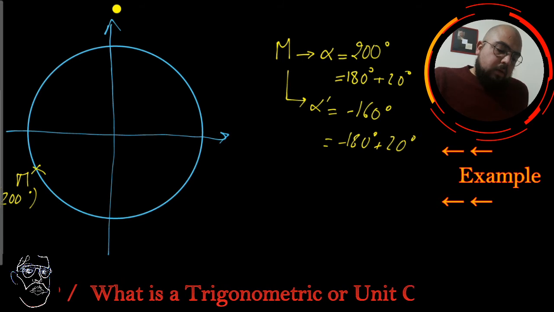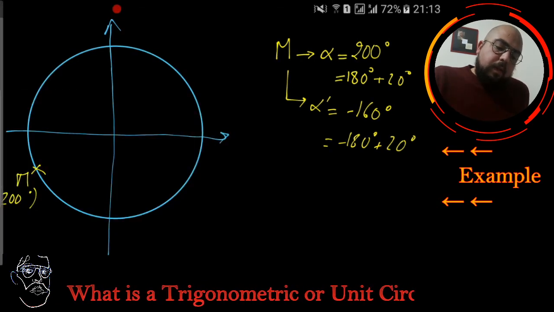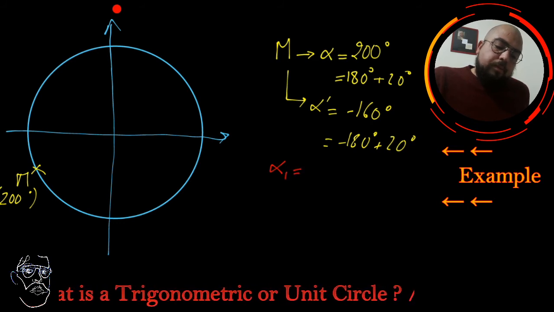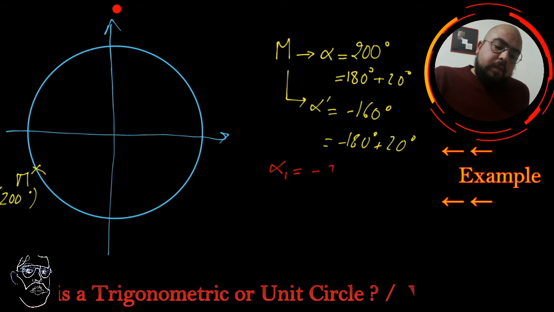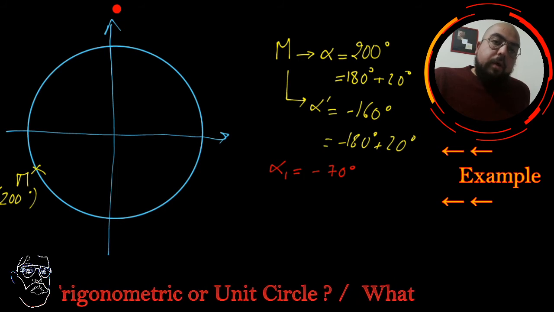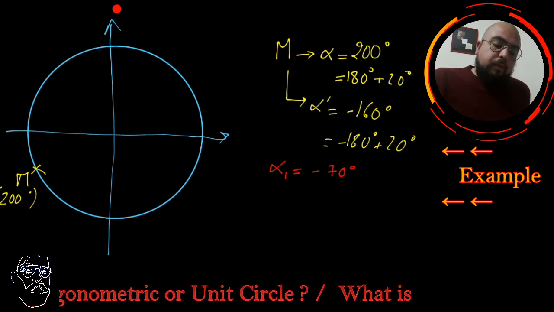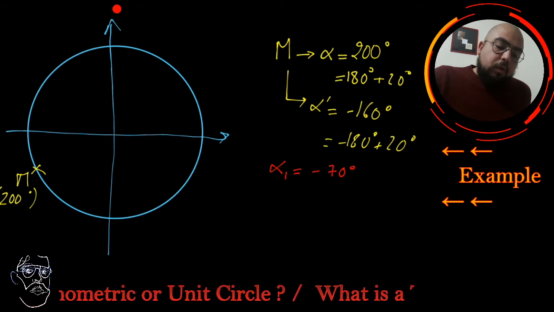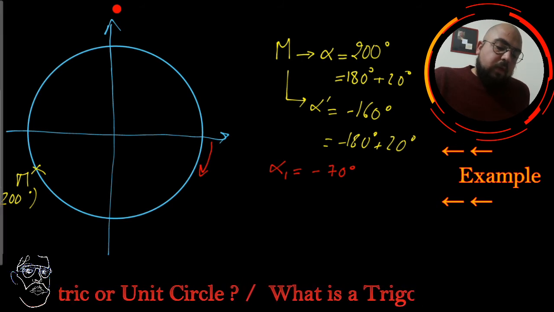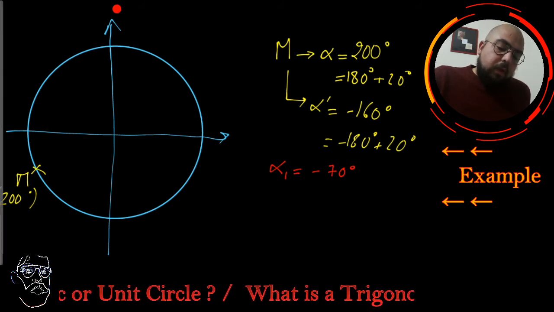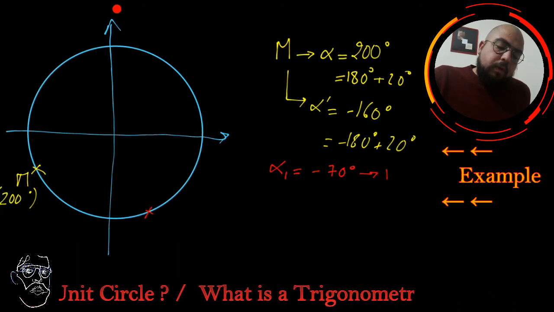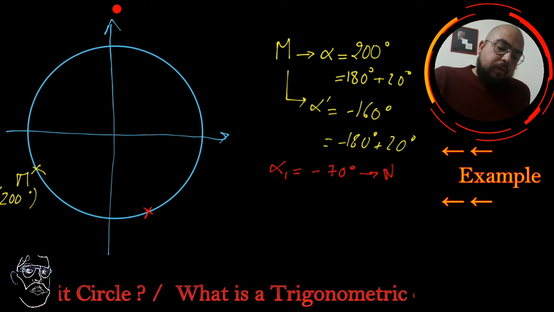I'm going to take another example. Let's say alpha 1 is equal to minus 70 degrees. You will have to choose the orientation which is the opposite of the positive conventional orientation. It will be in this direction. So minus 70 degrees is simply somewhere here. I'm going to call this point N. So this is the position of the point N.